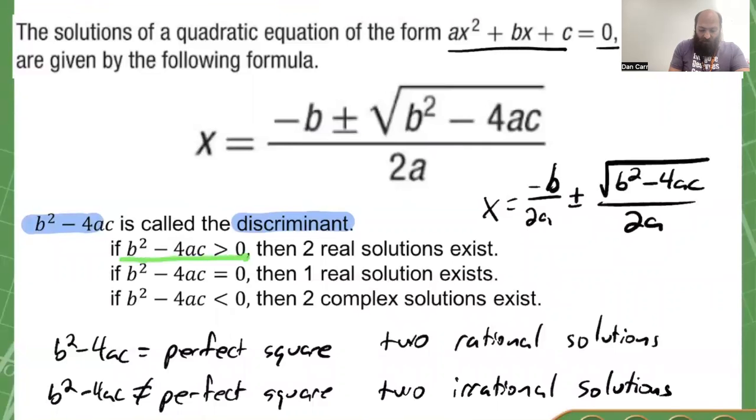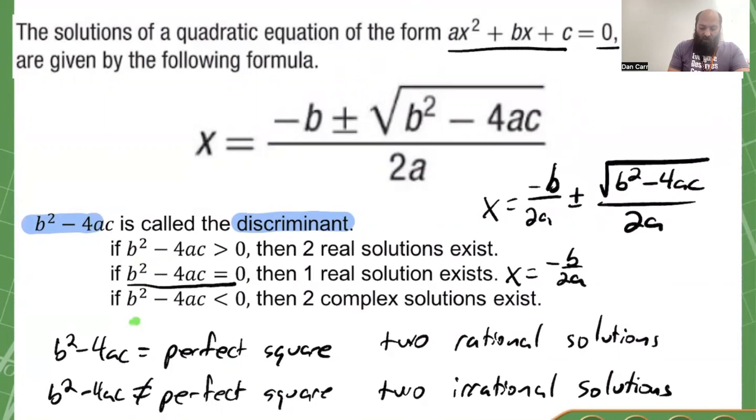Again, this is only if it's greater than 0. If it equals a perfect square, those two solutions are rational. If it does not equal a perfect square, they are irrational. If it equals exactly 0, there is only one real solution. The reason for that is if we take the square root of 0, that just goes away. So my one answer is going to be negative b over 2a. So if the discriminant equals 0, one solution exists, and the solution is negative b over 2a.